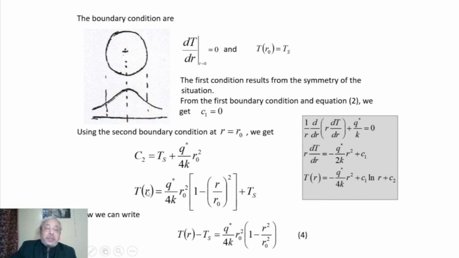So we can write the expression for T(R) as Q star by 4K R naught square into 1 minus R by R naught square, plus Ts. So we can rearrange the terms. We can write T(R) minus Ts equal to Q star by 4K R naught square into 1 minus R square by R naught square. This is the final temperature distribution within this, on the cross plane, that means R theta plane, of this cylindrical body.